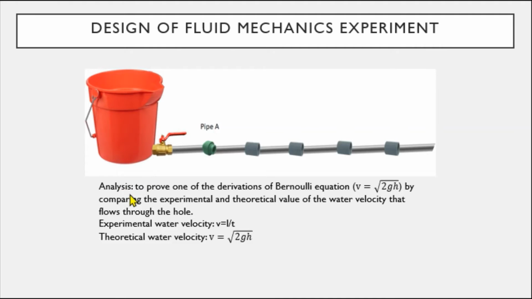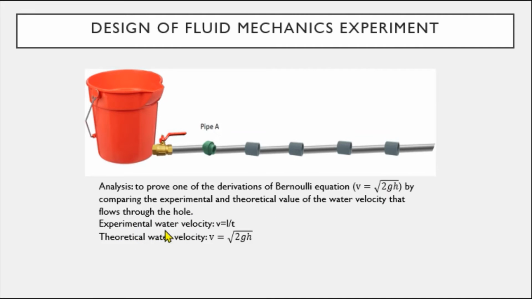And this is the analysis. In this experiment, I want to prove one of the derivations of the Bernoulli equation, V = sqrt(2gh), by comparing the experimental and theoretical value of the water velocity that flows through the hole.